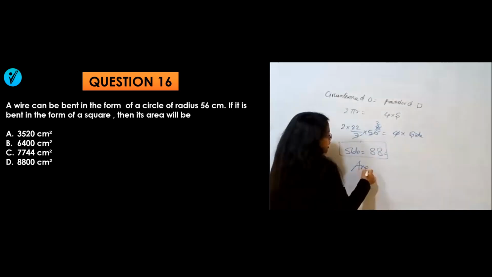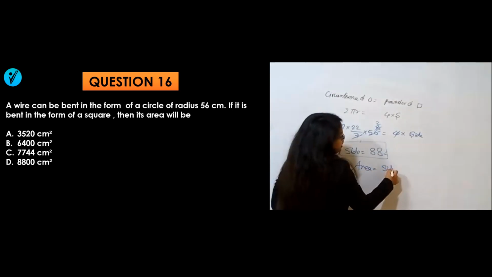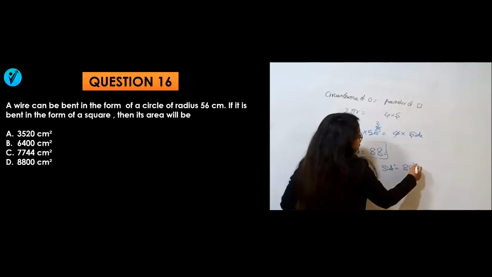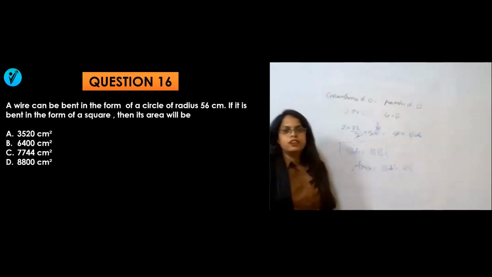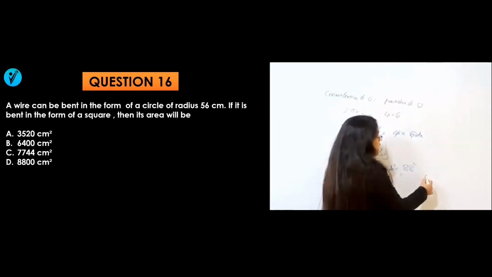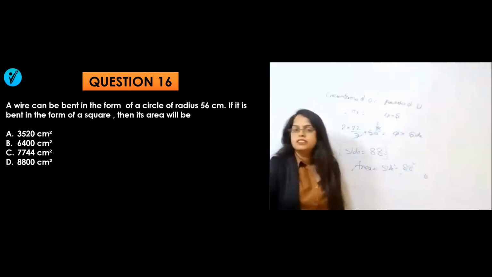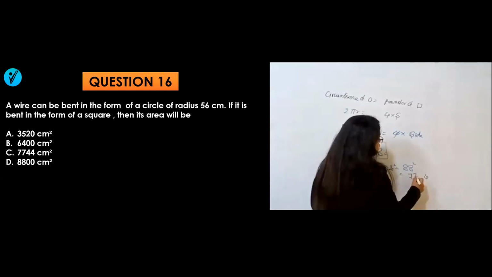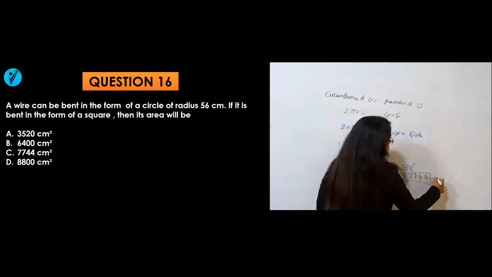So what will be the area? Area is equal to side squared. That means 88 squared. Now from the options you can see 8 squared means the unit digit will be 4, and there is only one option having unit digit 4. So the square will be equal to 7744. That will be your answer.